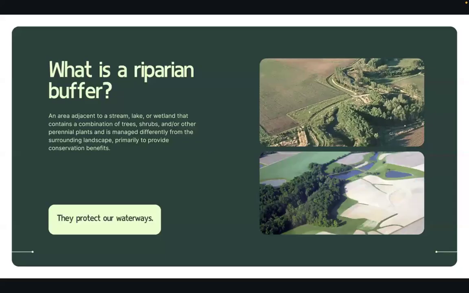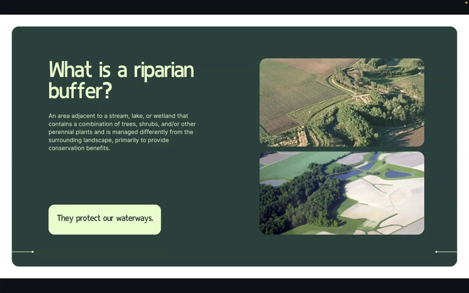What is a riparian buffer? Let's break this up into two words. Riparian means relating to wetlands adjacent to rivers and streams, and a buffer is something that prevents things from coming into contact with or harming each other. In that case, chemicals are what's harming the water.